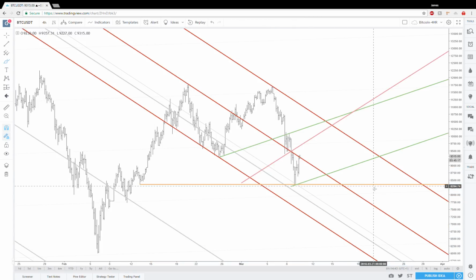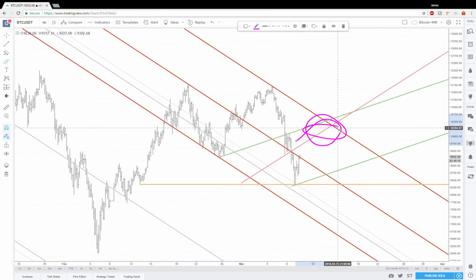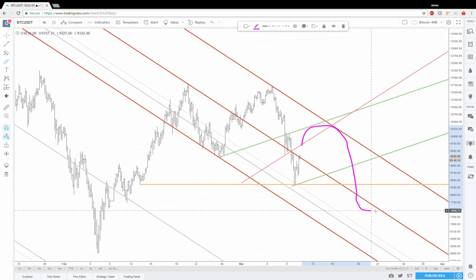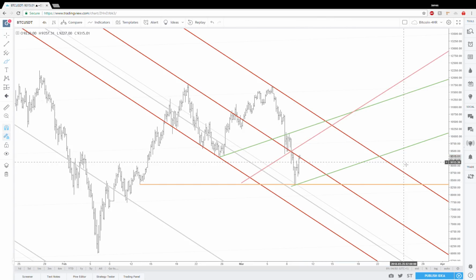Now that is only going to happen if we get rejected at this area. If we get rejected at this area hard, it's going to be a fast vertical drop, and then probably something like this till we break out the side later on down the road.